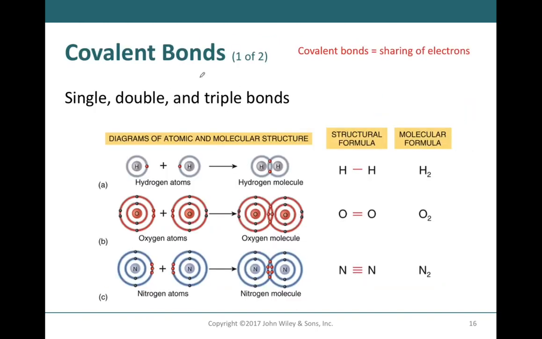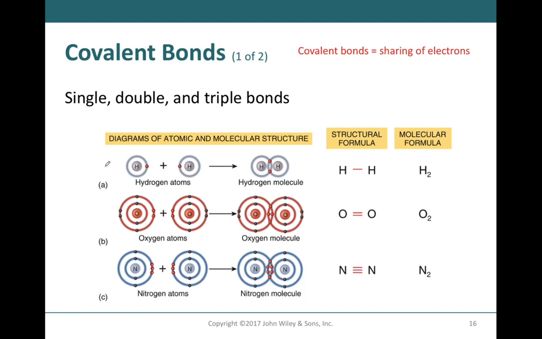Covalent bonding is going to be our second type of bonding. Covalent bonding refers to the sharing of electrons. So on the last slide, ionic bonding was donating electrons. Now we're going to be sharing electrons. And this is where we're going to have the essentially equal sharing of our electrons. So covalent bonds can exist in single bonds, double bonds, or triple bonds.